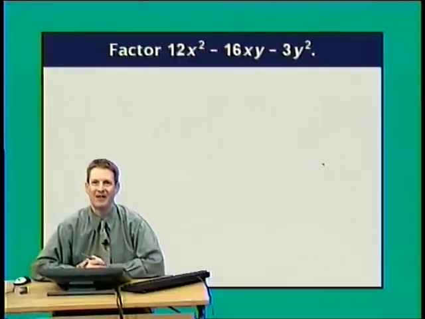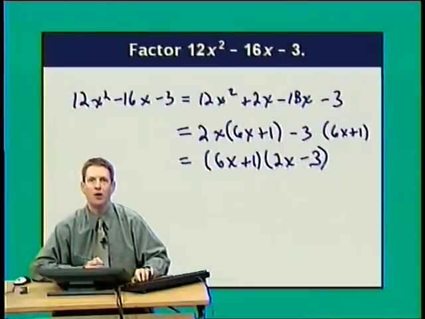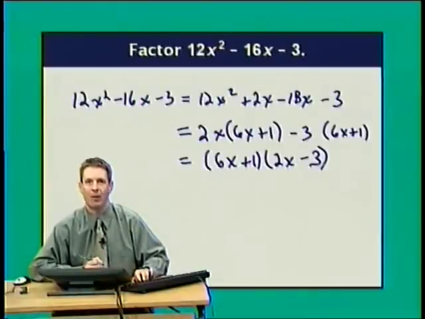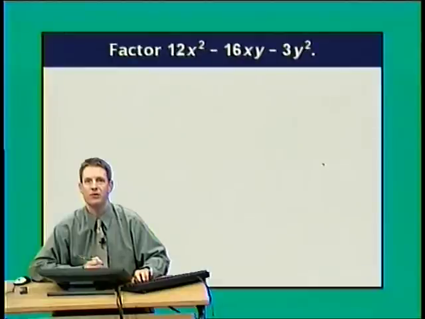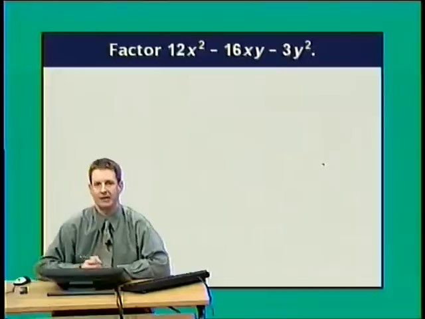Let's factor 12x squared minus 16xy minus 3y squared. This looks almost identical to our last example. The only difference is I've now introduced a second variable. I've introduced a y. But let's go ahead and try the same process.